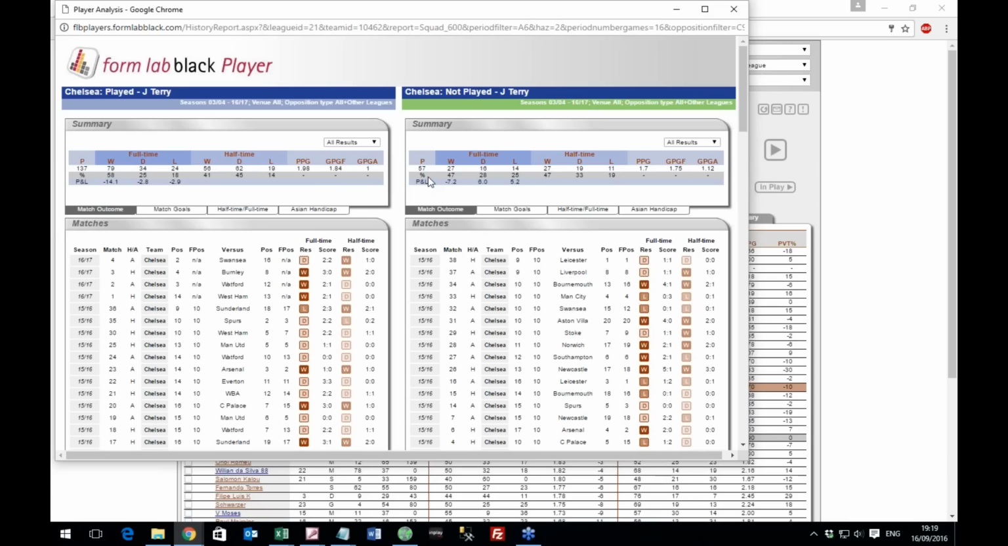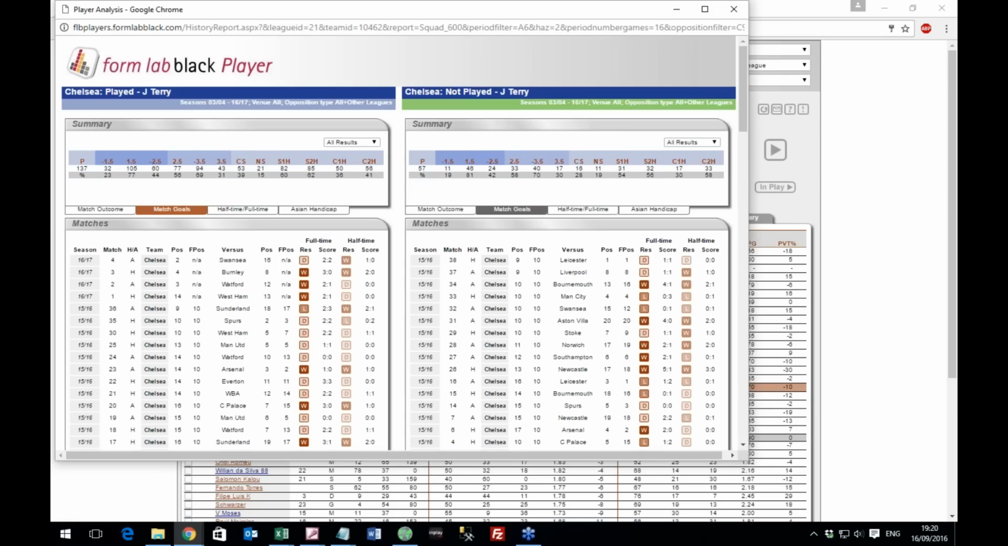On the right side, we've got a big sample size because Terry's been in and out of the team for a long period. We've got 57 matches where he hasn't played, and their win percentage drops to 47% when he hasn't played. The P&L is actually negative in both scenarios, but the win percentage there is a clear drop when Terry's been absent for Chelsea. The PPG on the left side is 1.98, and that drops to a PPG of 1.7 on the right side. Again, we've got a summary here where we can see what's happened in those games more specifically.